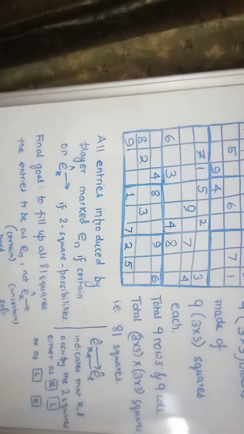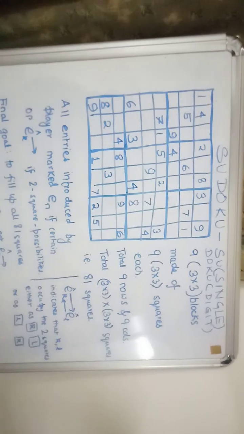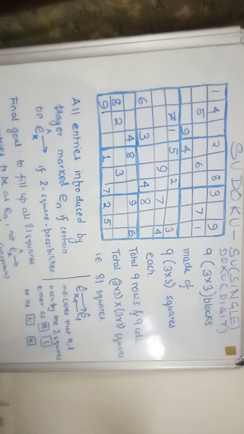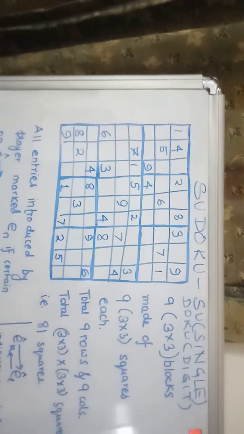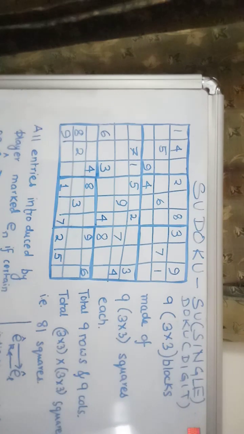Now, the thing is, while we play this, we need to fill it up. And what is the rule? I'll tell you the rule right now. So the rules are here. The rule is that each block, which consists of 3 cross 3 squares, each tall column, as you can see, the blocks are marked by the deeper, thicker lines.